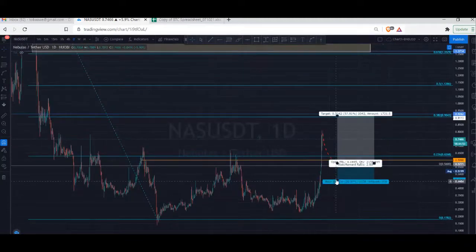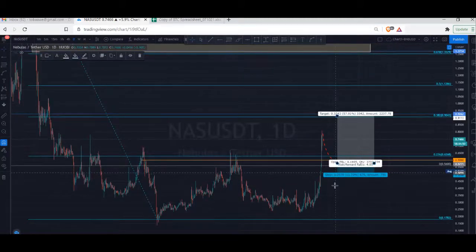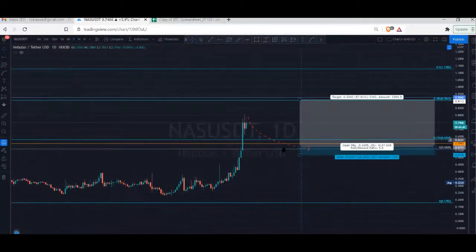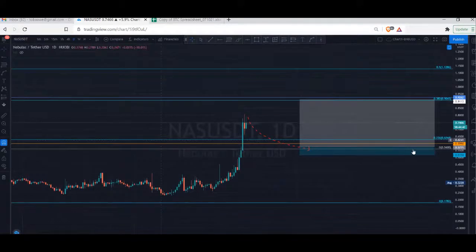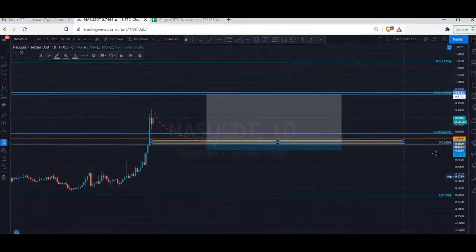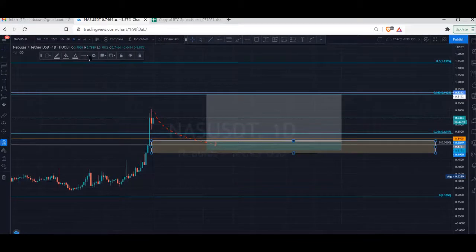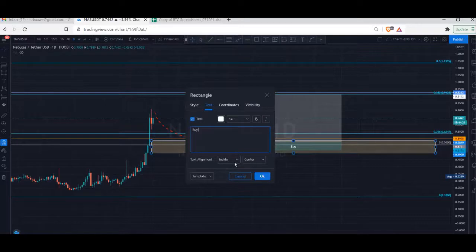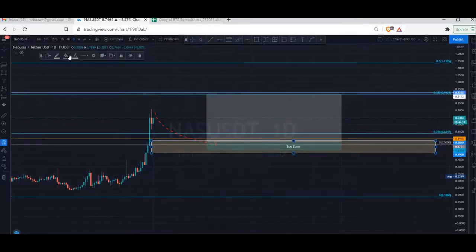If you want to set a stop loss, I can say once price breaks these three levels, I can now make a box. I can just box that level if I want. I can even write on it if I want. Put text and say buy zone. Maybe that's where I'm going to buy from. If you want to change the color, you can do it as you want. You can just say buy zone.